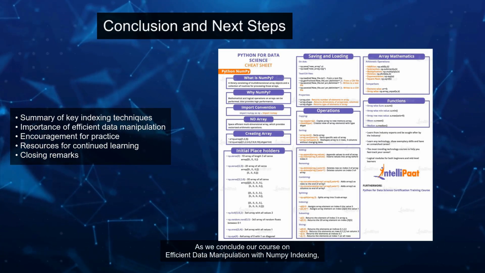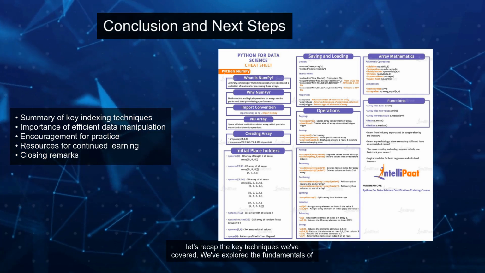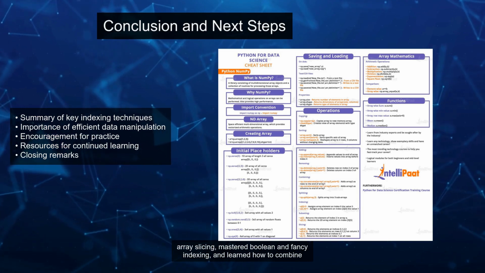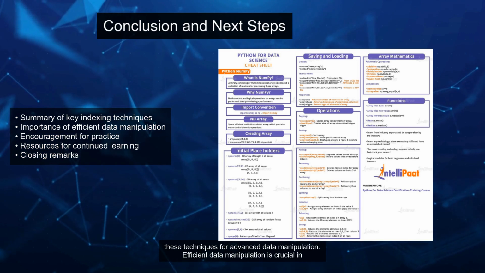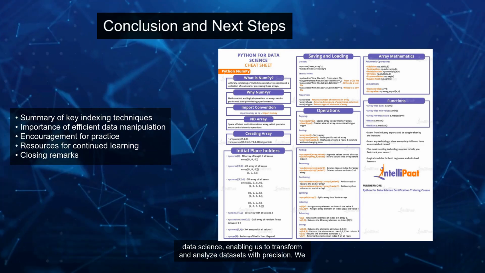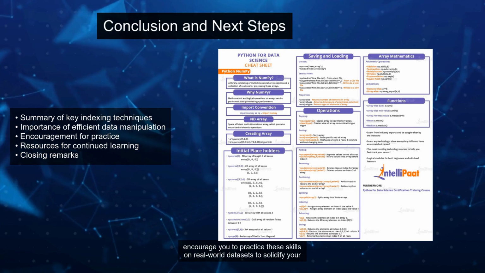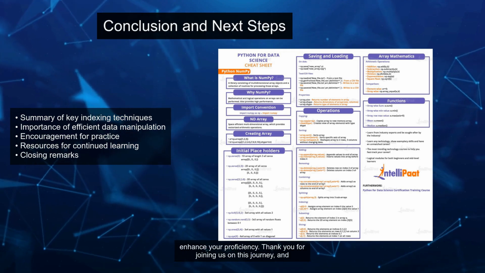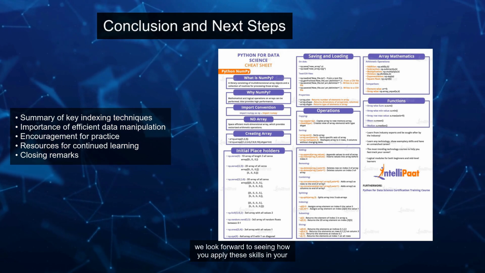As we conclude our course on efficient data manipulation with Numpy indexing, let's recap the key techniques we've covered. We've explored the fundamentals of array slicing, mastered Boolean and fancy indexing, and learned how to combine these techniques for advanced data manipulation. Efficient data manipulation is crucial in data science, enabling us to transform and analyze datasets with precision. We encourage you to practice these skills on real-world datasets to solidify your understanding. For continued learning, explore additional resources and case studies to further enhance your proficiency.